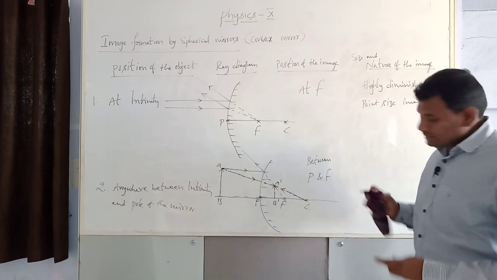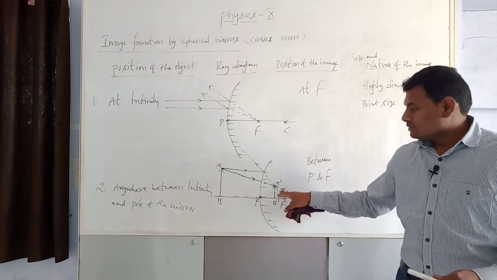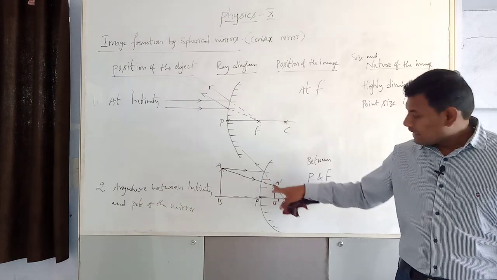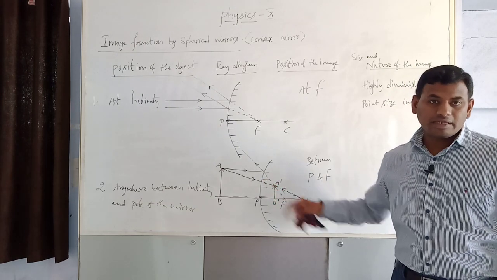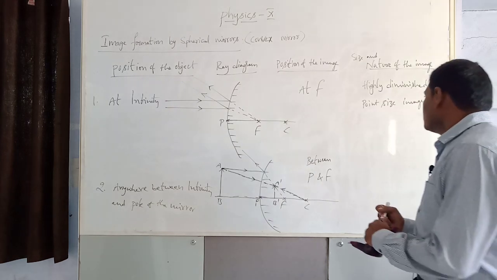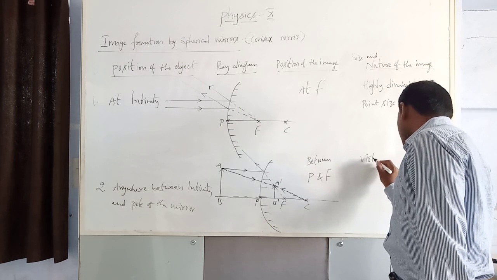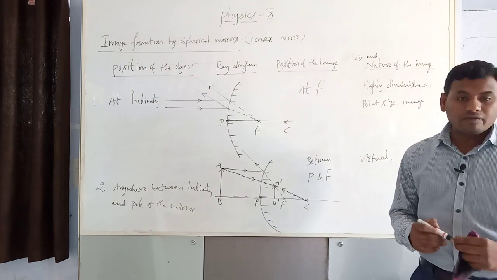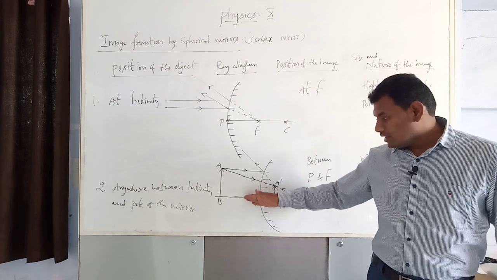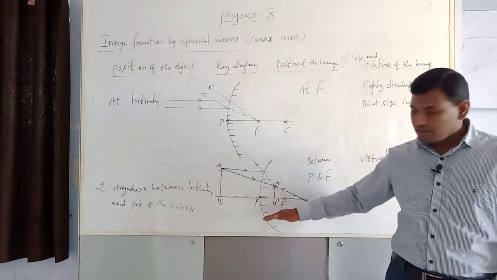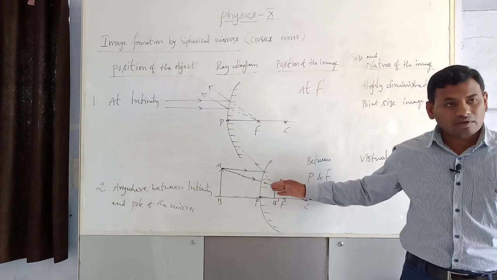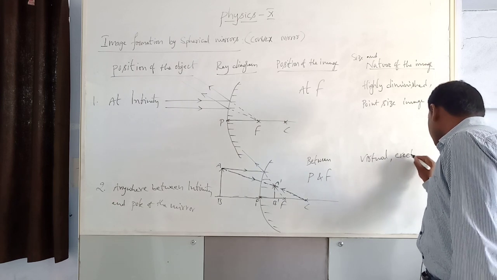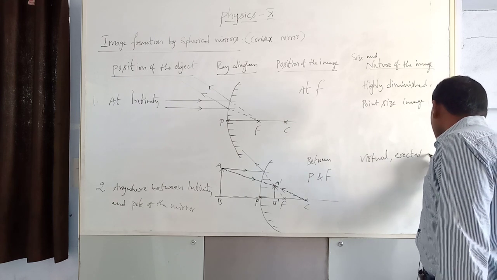And whether it is real or virtual: here the image is formed because of extensions of reflected rays, so the image that is formed is virtual. Next, whether it is erect or inverted: when the image is below the principal axis, we call that an inverted image. If it is above the principal axis, we call that an erect image. So virtual, erect, and diminished image.